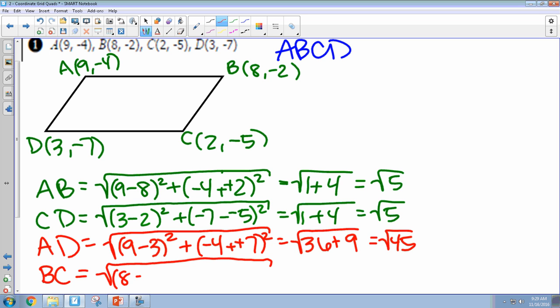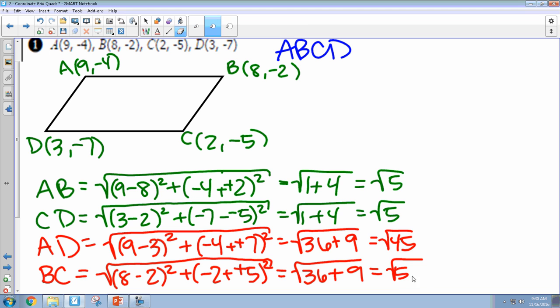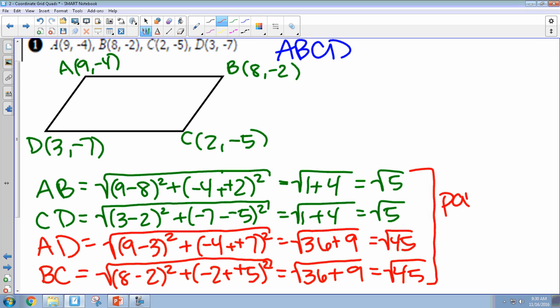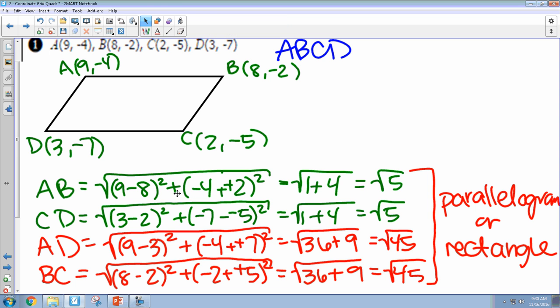So we're going to do (8 minus 2) squared plus (-2 minus -5) squared. Again, these cancel. 8 minus 2 is 6. 6 squared is 36 plus 9. And so this is the square root of 45. Oopsies. So from my work right now, this information tells me that I'm either dealing with a parallelogram or a rectangle. I have successfully narrowed it down from 4 options to 2 options.